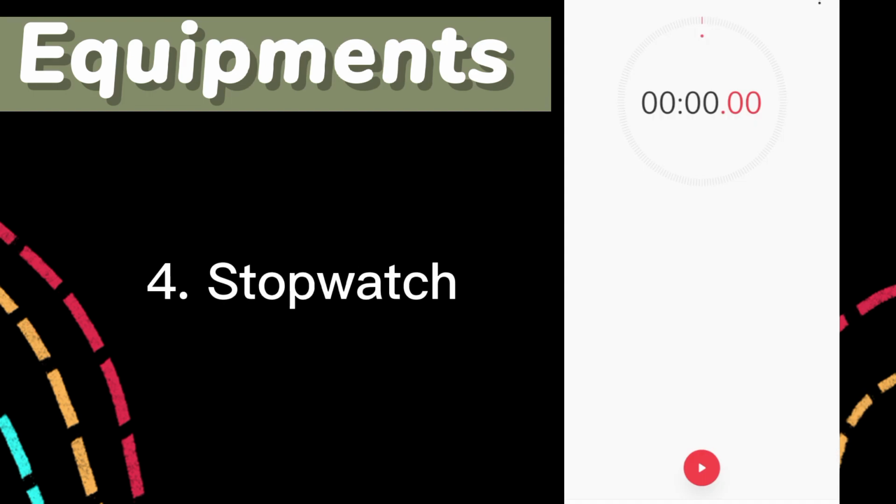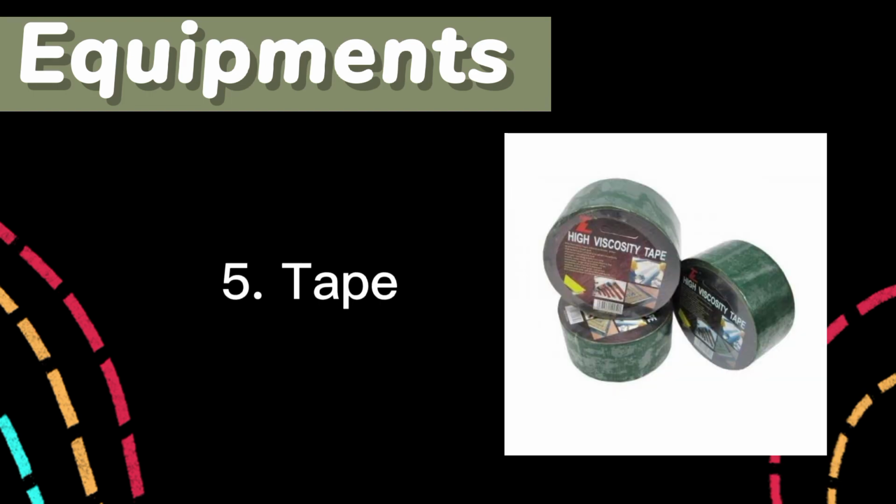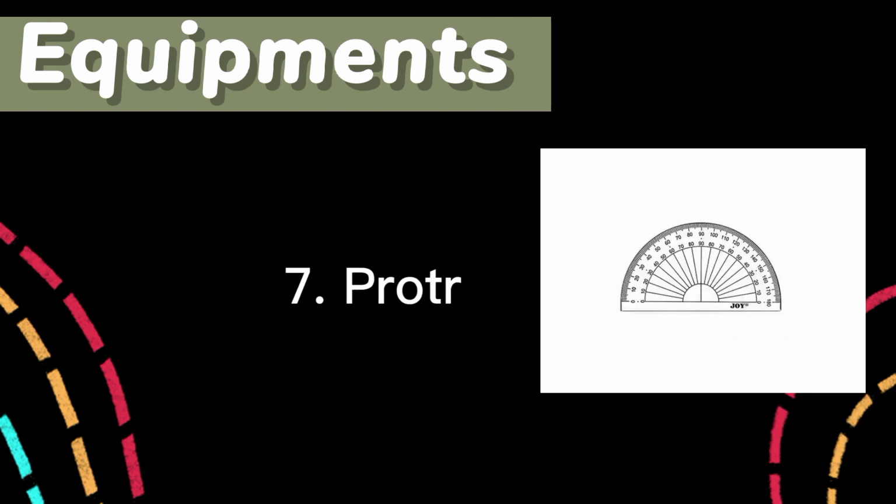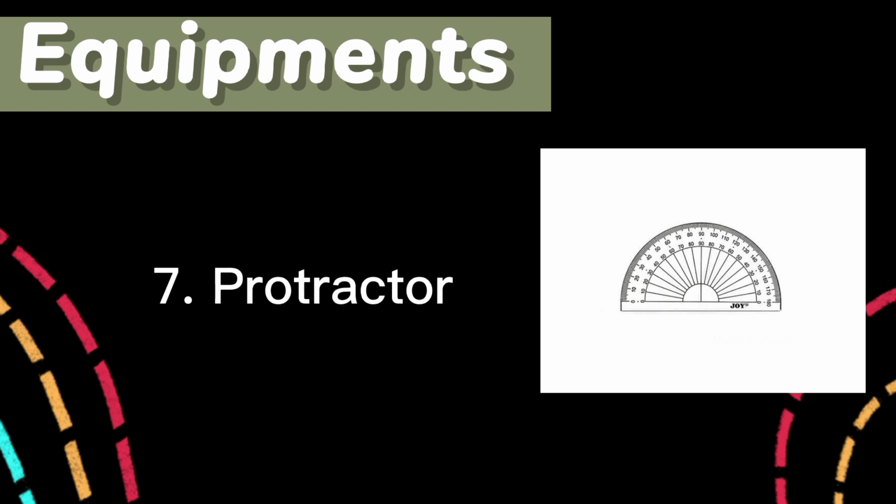Number 4 is a stopwatch. Number 5 is tape. Number 6 is a meter stick. And number 7 is a protractor. Discussion.